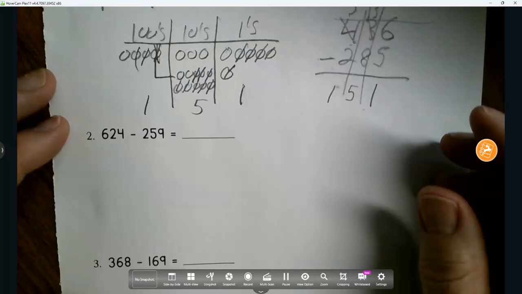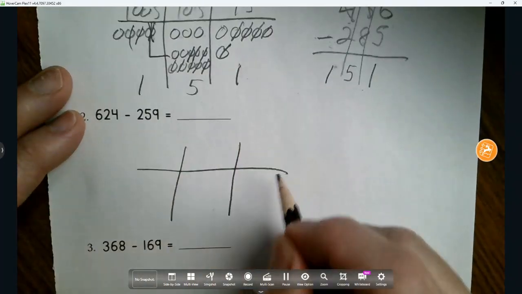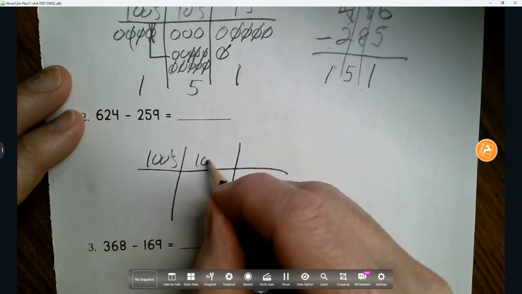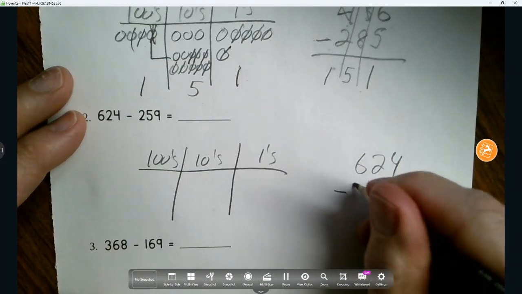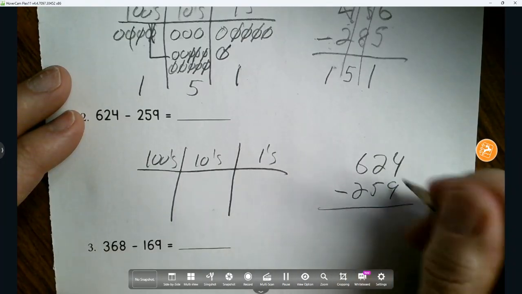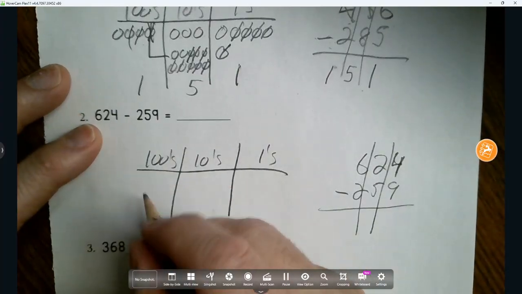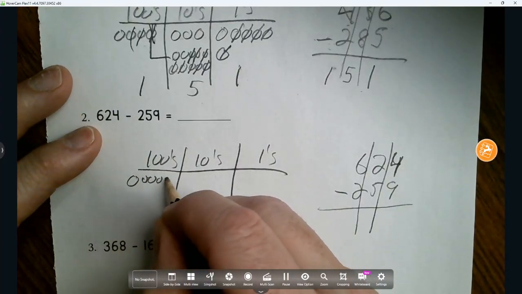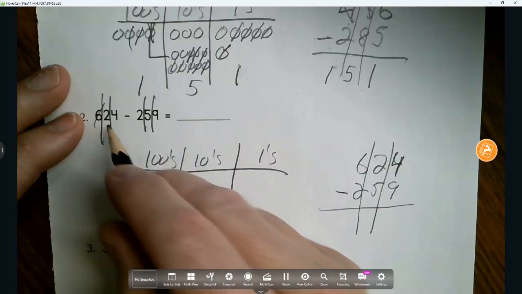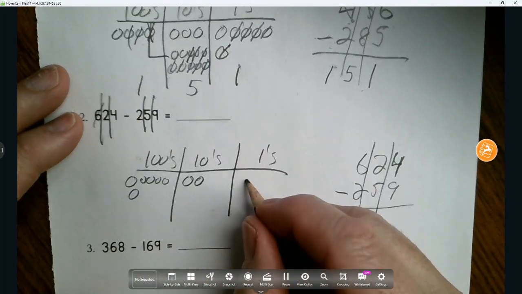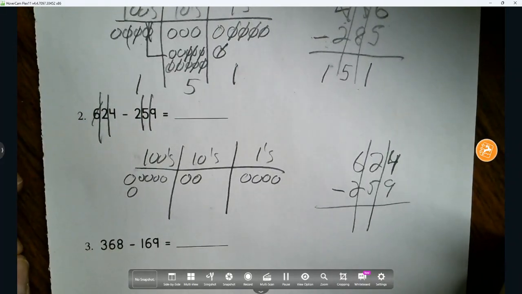The next one. I'll help you set it up. I'm not doing it, though, at all. Hundreds, tens, ones, 624 minus 259. Make sure it's nice and neat. 6 in the hundreds. 1, 2, 3, 4, 5, 6. 2 in the tens. 1, 2. 4 in the ones. 1, 2, 3, 4. All right, that's all the help you're getting from me on that one. I set it up for you. You can do the rest.